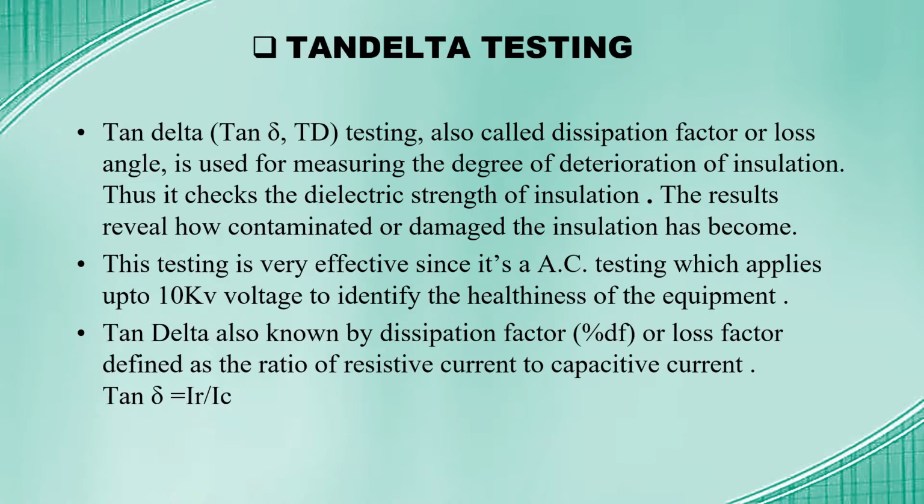Tan delta is also known as the dissipation factor or the loss factor. Moreover, it is defined as the ratio of resistive to capacitive current. Thus, it can be expressed as tan delta equals IR by IC. This we will try to understand with the help of electrical equivalent circuit and phasor diagram.